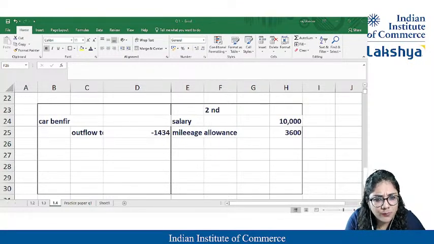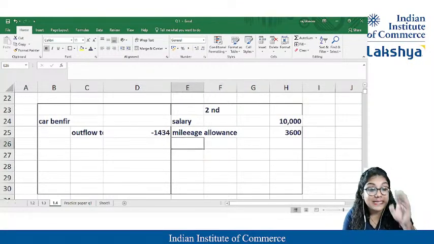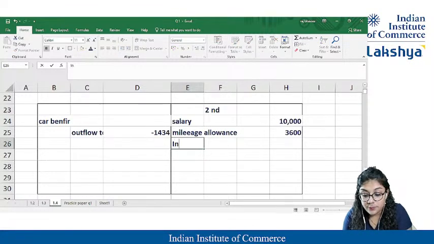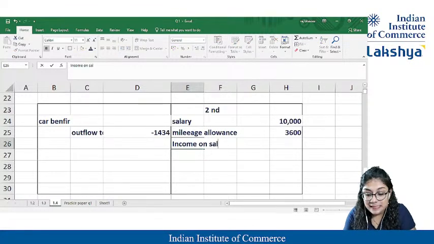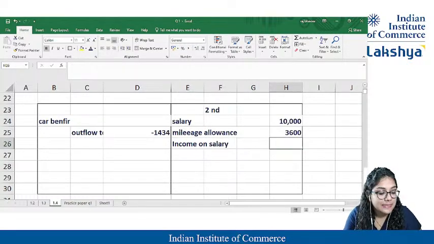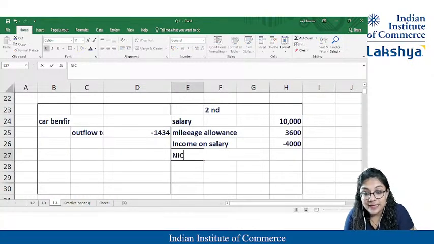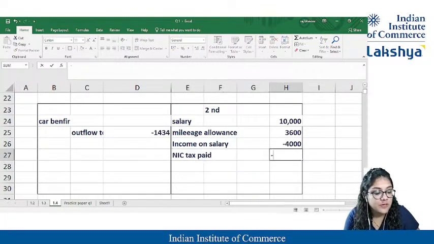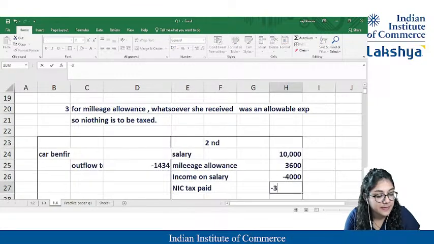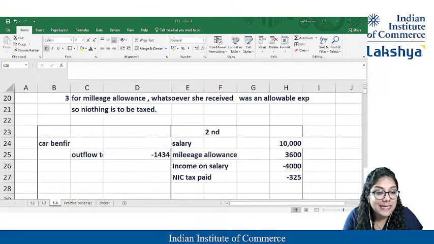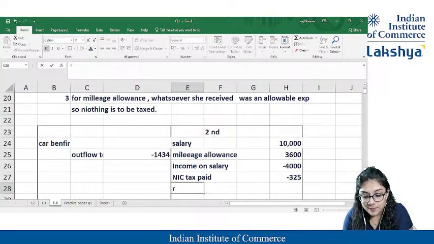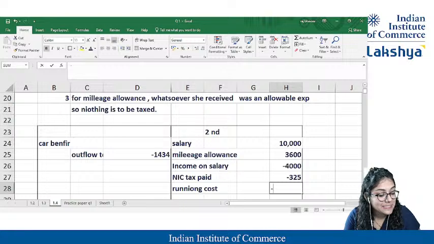Guys, was there any outflow? Yeah, ma'am. You got the 10,000 salary, right? So you were supposed to pay income tax on the additional salary. So that was 4,000 because of 40%. Along with that, you remember NIC also, you got the cash. So NIC tax you also paid. How much tax did I pay over here? If you check, it was minus 325. Is there any other outflow? Yeah, the running cost is also an outflow, which is minus 6200.